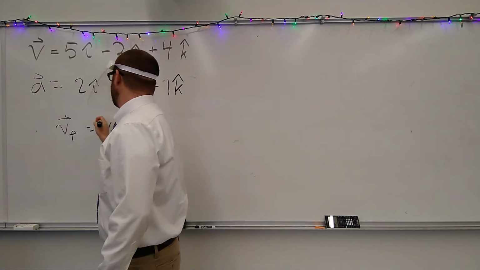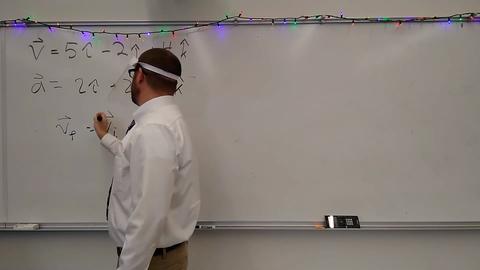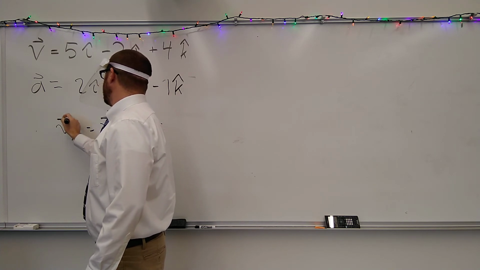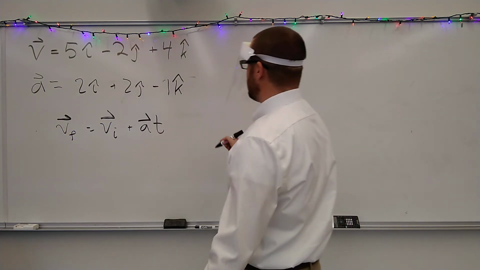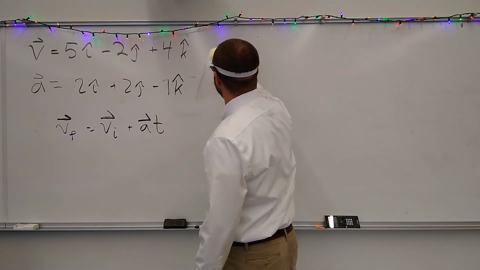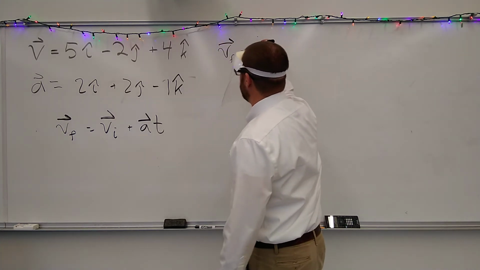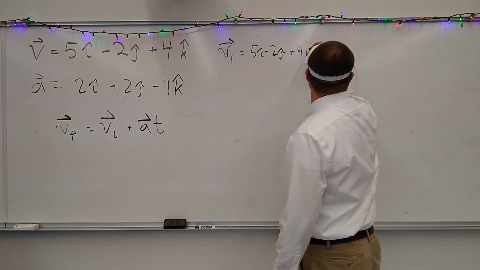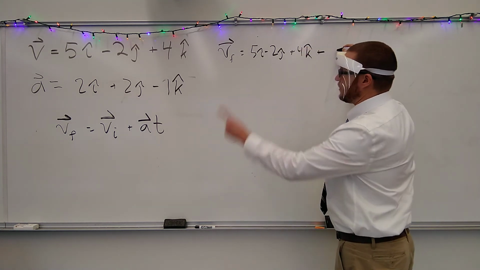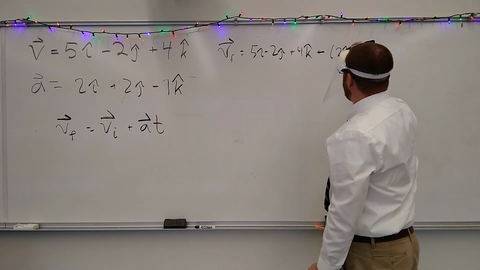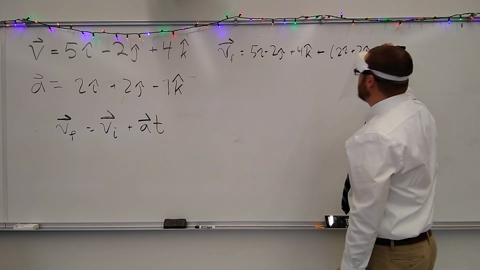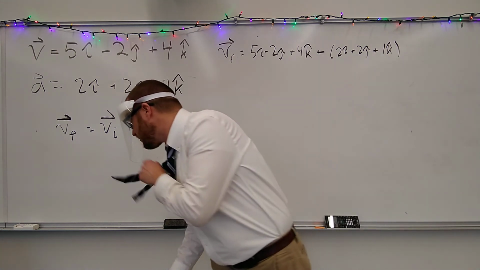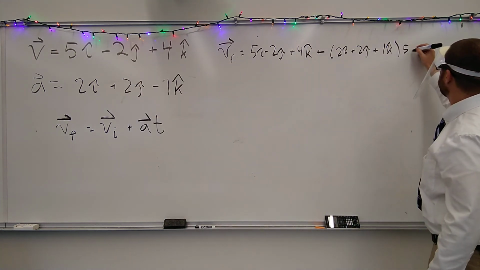And here's the trick. If you took AP Physics last year, you know that these variables are bold. That meant they were vector quantities. So here's what we do. The final velocity vector is equal to the initial velocity vector, 5I hat minus 2J hat plus 4K hat, plus the acceleration vector, 2I hat plus 2J hat plus 1K hat, times time, which we said was 5 seconds.